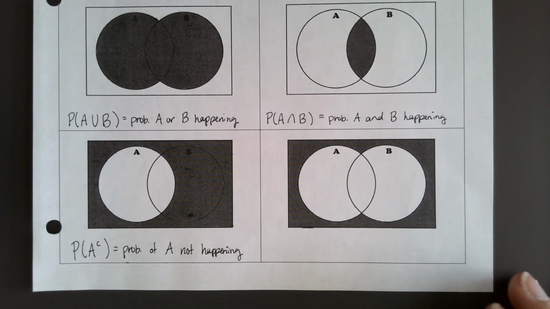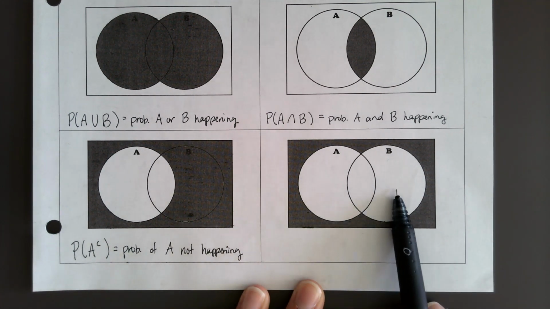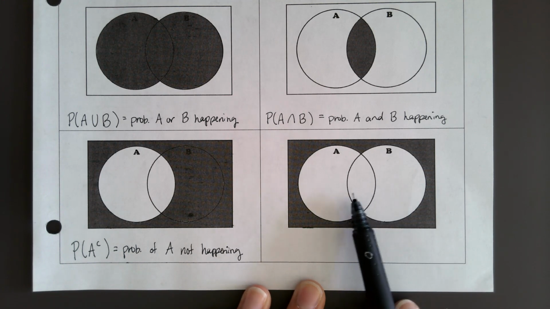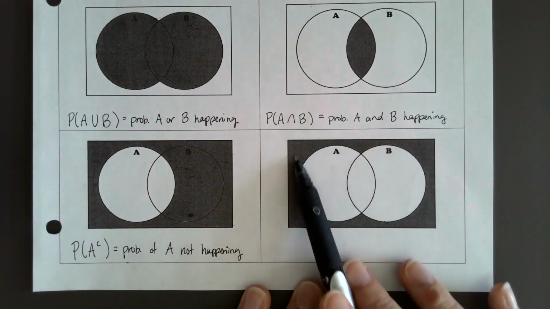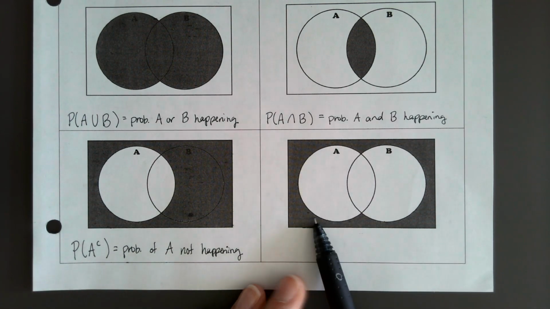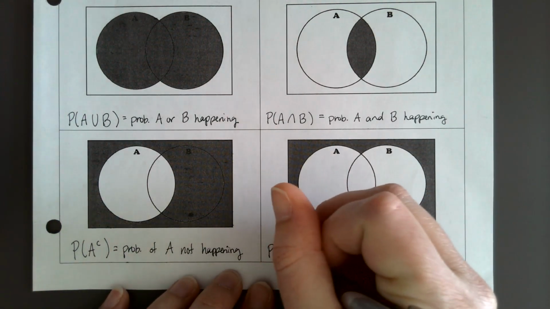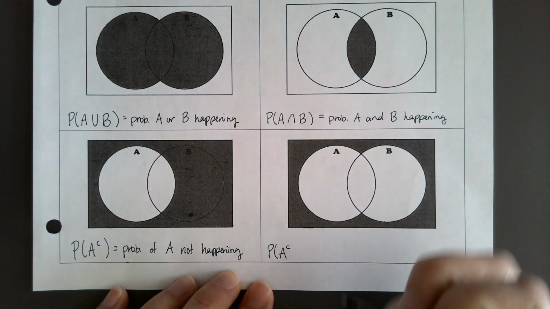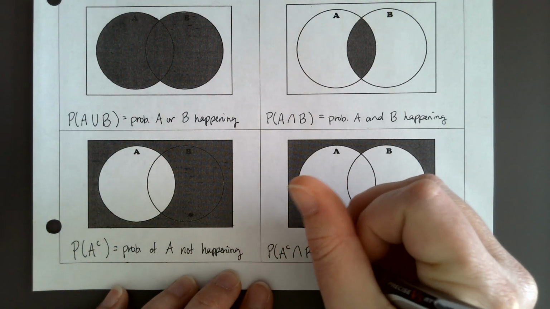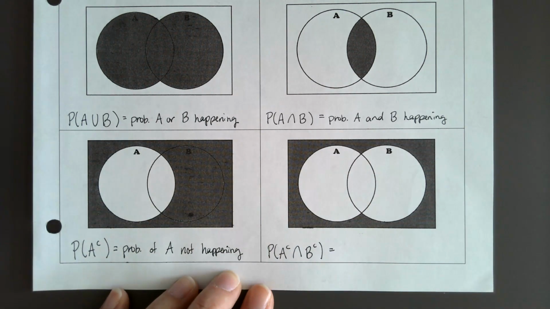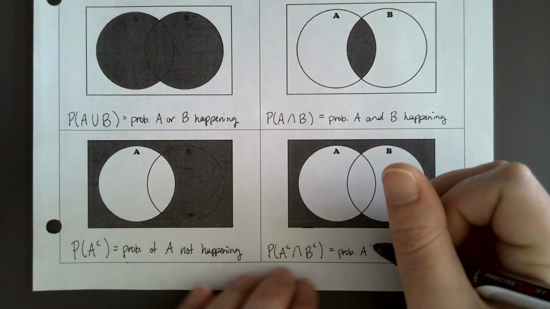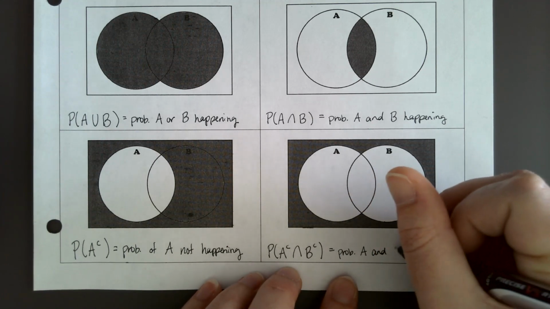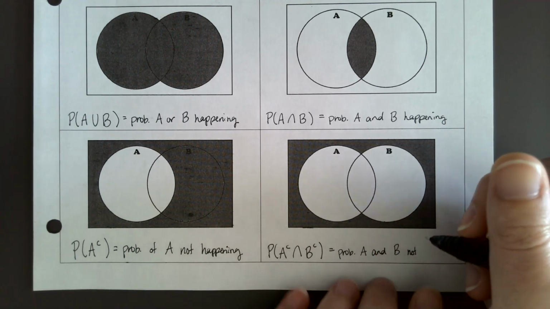Looking at this shaded space, notice how A and B are not happening. So this is the fact that we have A and B not happening at all, and that's everything on the outside, the fact that neither are occurring. So I would have the probability of A not happening and, which is our intersection, B not happening. So B complement. This is just in words. We have our probability of A and B not happening together.